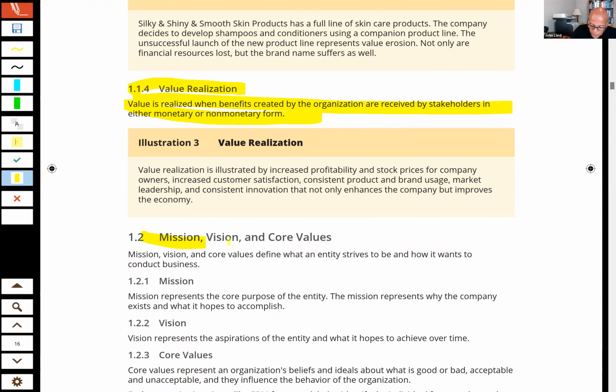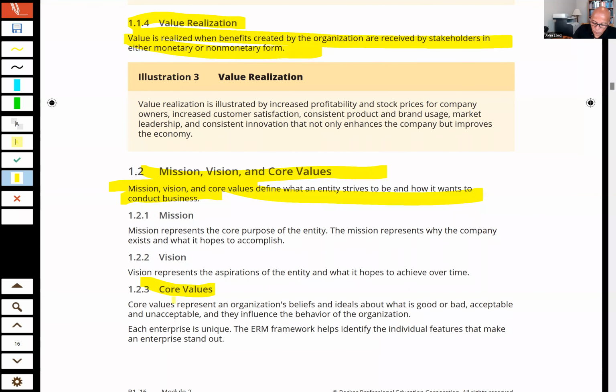Okay, now we come over and it ties back to the mission and the core values of the entity. When we talk about core values, core values represent an organization's beliefs and ideals about what is good or bad, acceptable and unacceptable, and influences the behavior of the organization. Now, this ties back to vision, what we hope to achieve over time, and mission represents why the company exists and what it hopes to accomplish. So when you look at core values, core values probably to me drive what you decide is going to be your mission, what you decide is going to be your vision. So even though we've kind of listed them in a different order here, the term core itself indicates that that is sort of the overarching piece here.